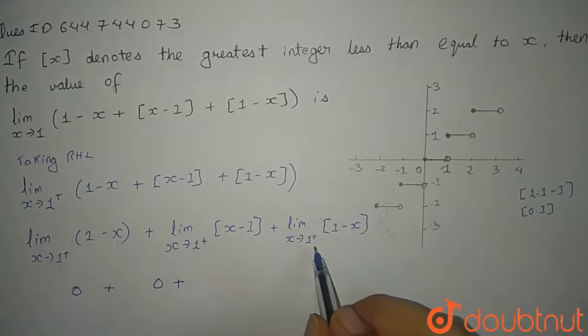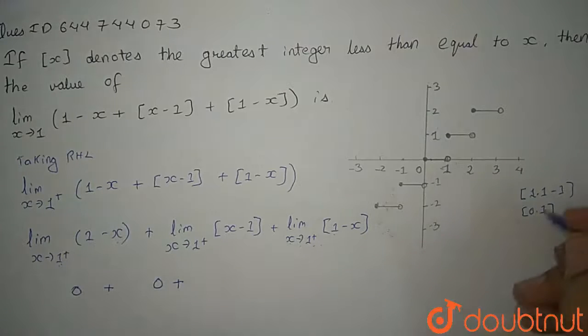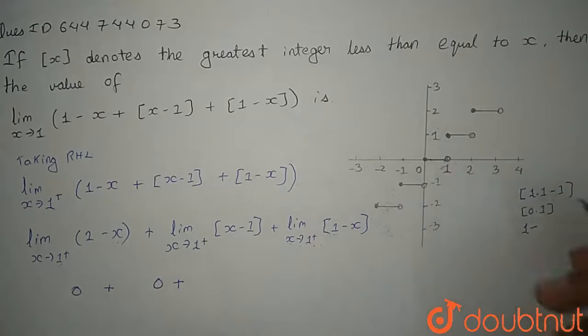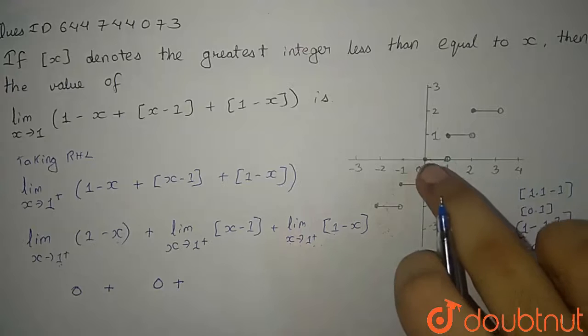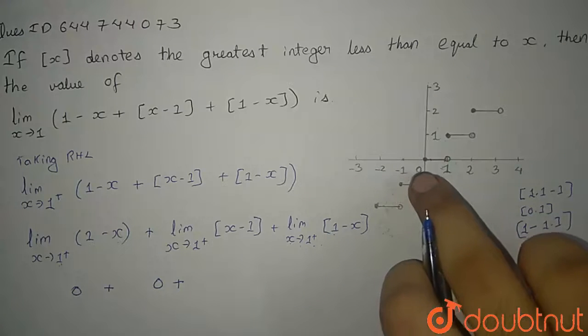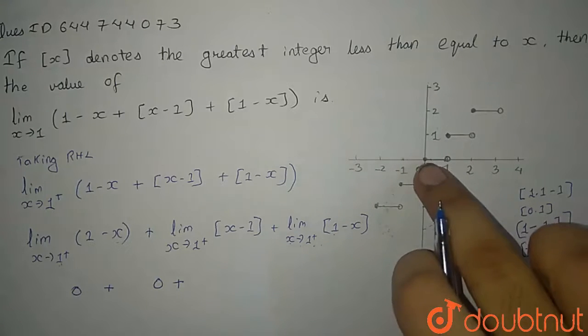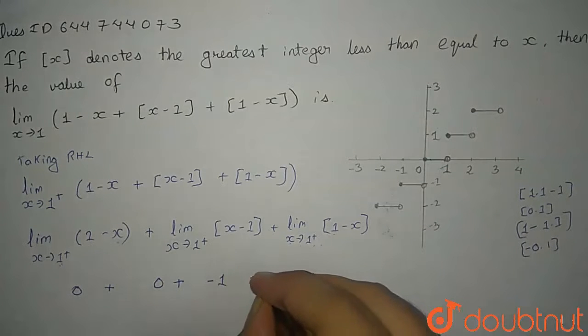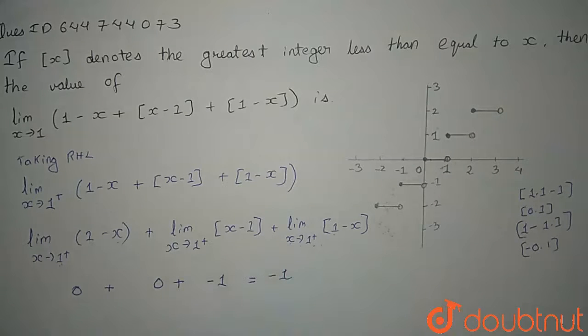Plus limit x tends to 1 plus of greatest integer of 1 minus x. So what will be 1 minus x? I will put 1.1 here again. So this will be minus 0.1. And what is greatest integer of minus 0.1? The greatest integer value is the greatest integer less than or equal to minus 0.1, which is minus 1. So this will be minus 1. So we have got our RHL as minus 1. Now we will calculate the LHL and see if it is equal to this minus 1. Okay, so remember this.